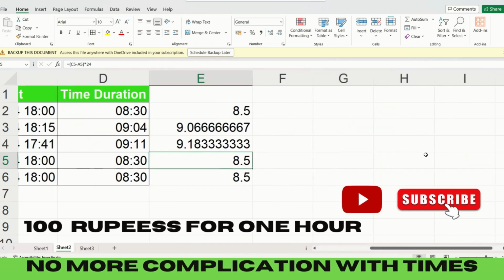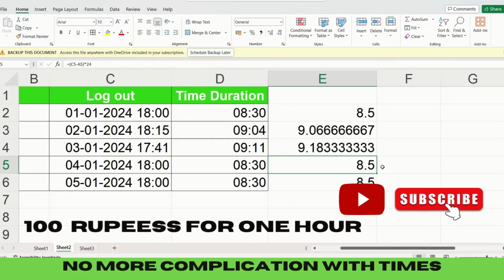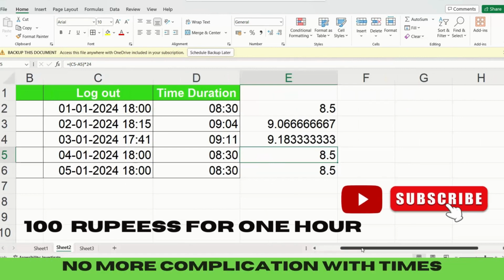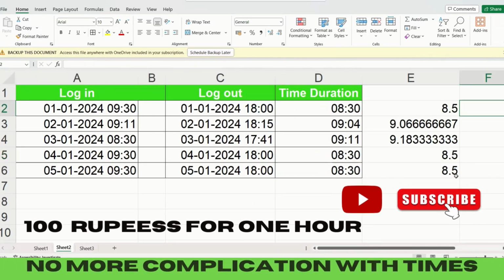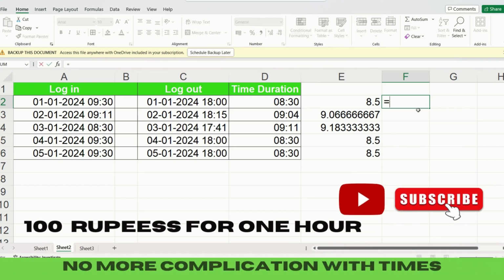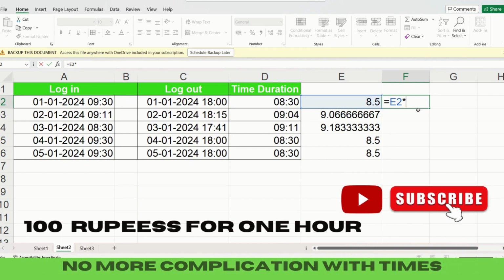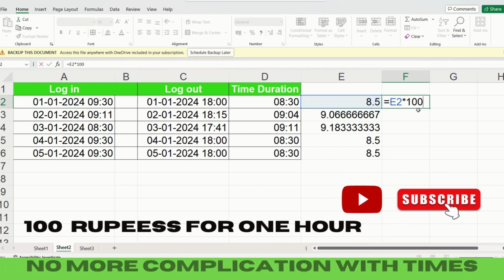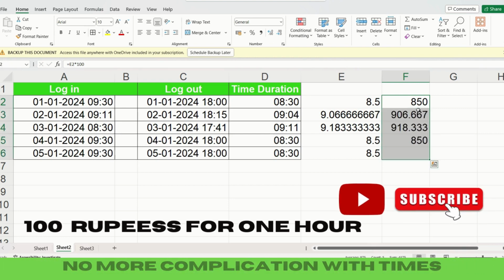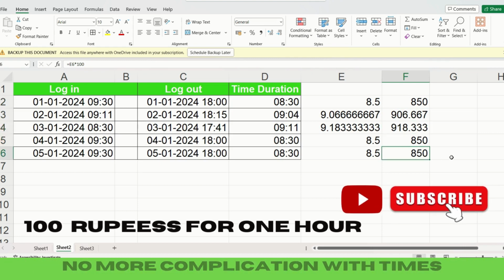Now we can multiply this with 100, since for 1 hour the person is getting 100 rupees. So yes, now we got the correct answer.